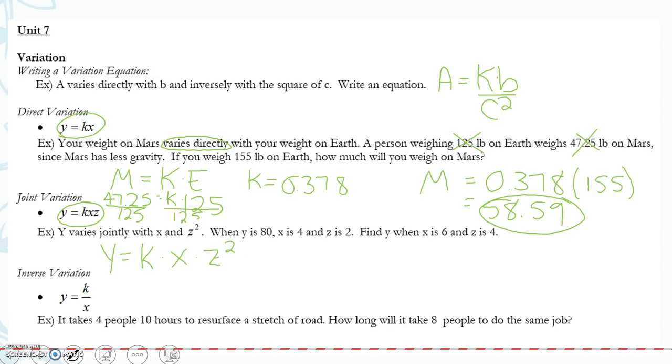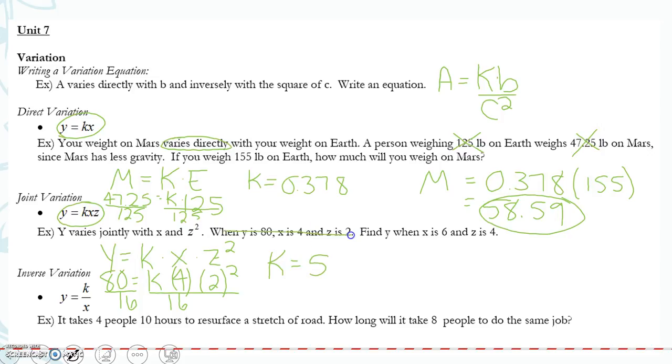Then it says when y is 80, x is 4, and z is 2. I have to remember to square that. So I'm going to solve for k first. So I'm going to divide over 4 times 2 squared, and 4 times 2 squared is 16, so I'm just going to divide over 16. So k equals 5. Then it says find y when x is 6 and z is 4.